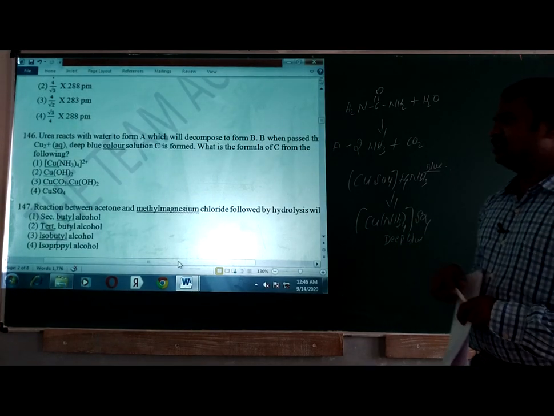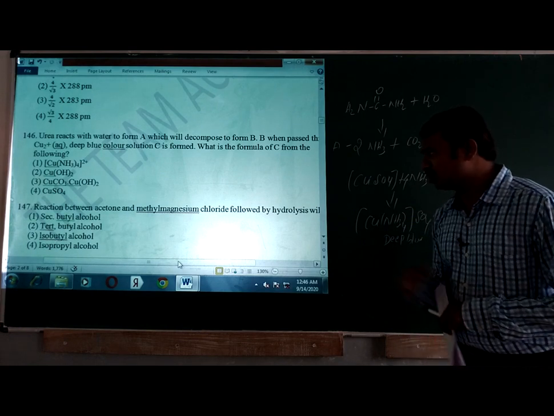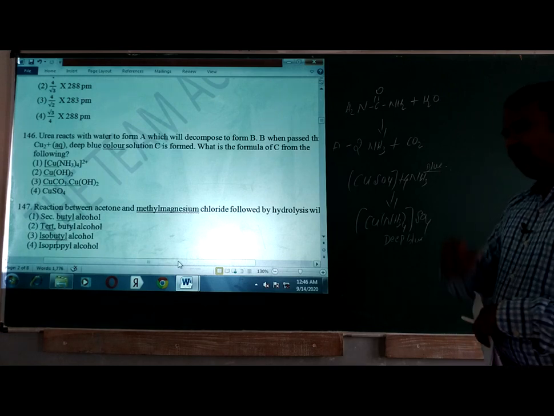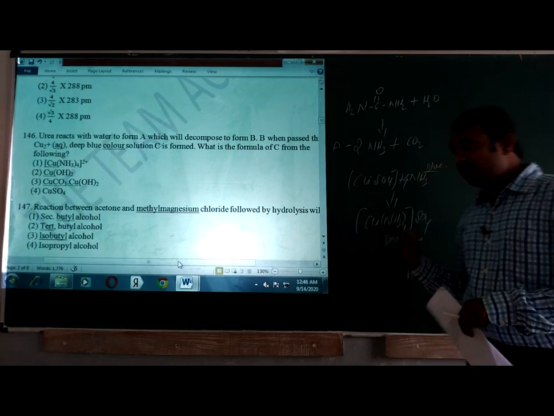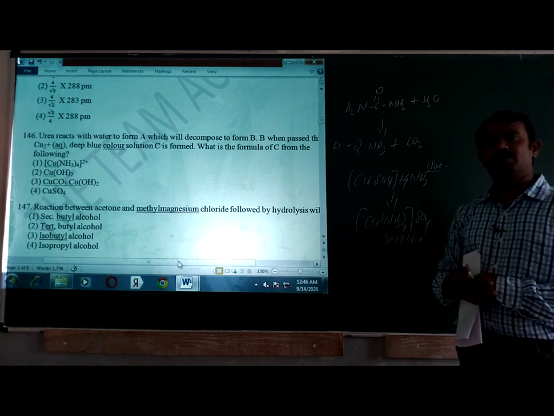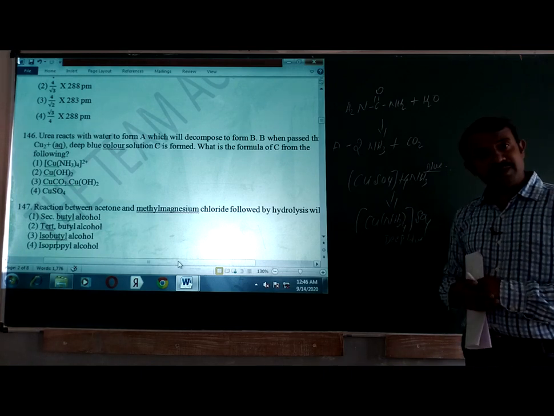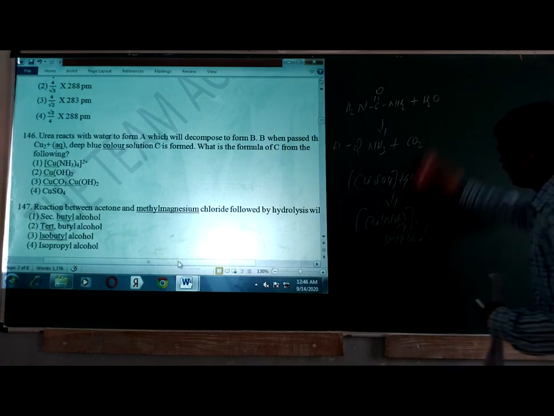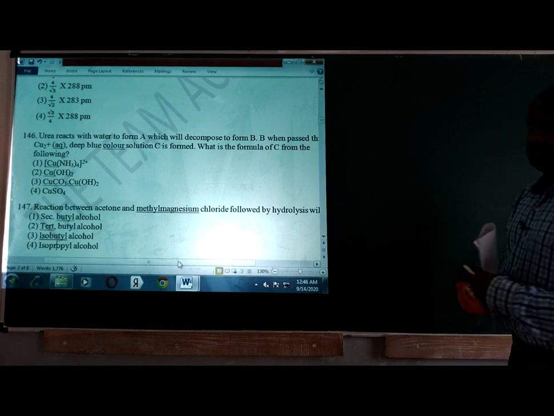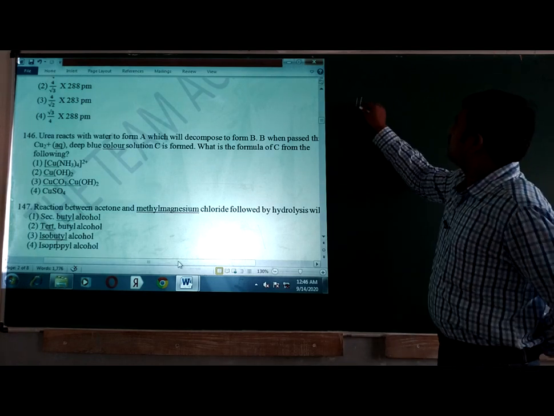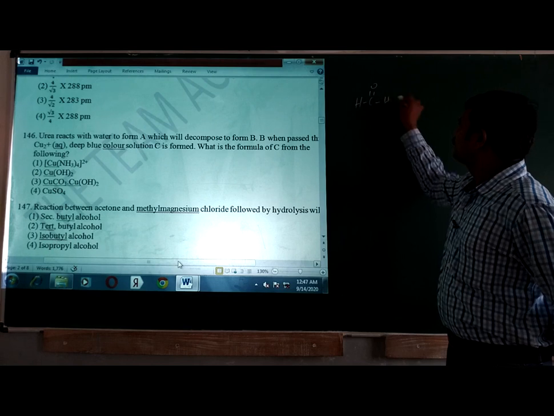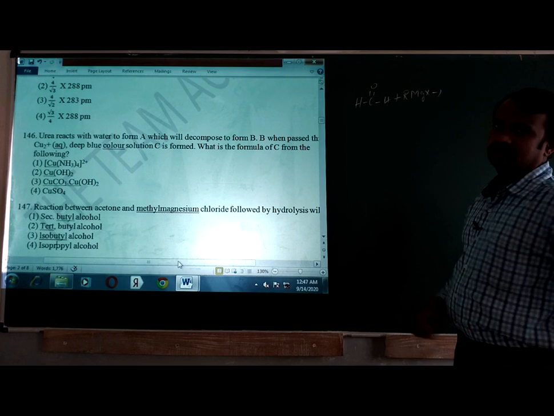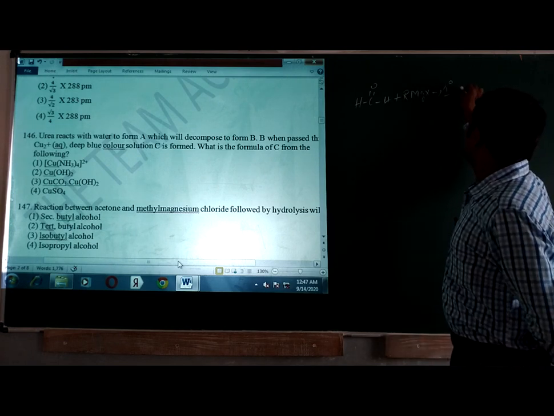Reaction between acetone and methyl magnesium chloride followed by hydrolysis. When an aldehyde reacts with methyl magnesium bromide, it forms a primary alcohol or a secondary alcohol. If you want primary alcohols, you should listen here: for a primary alcohol we have to use formaldehyde. When formaldehyde reacts with a Grignard reagent followed by hydrolysis, you will get a primary alcohol.